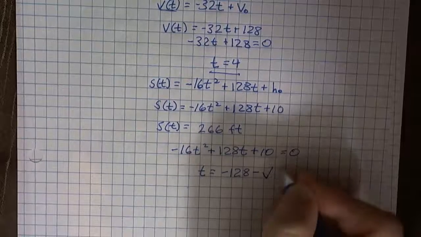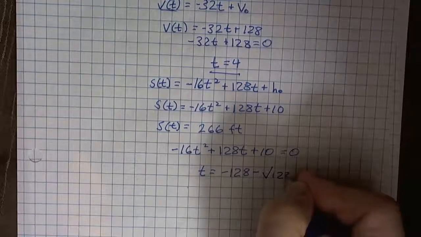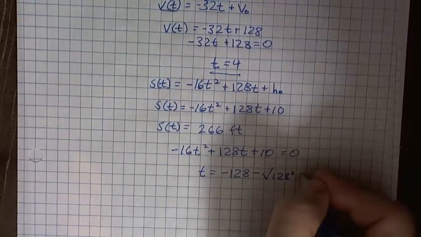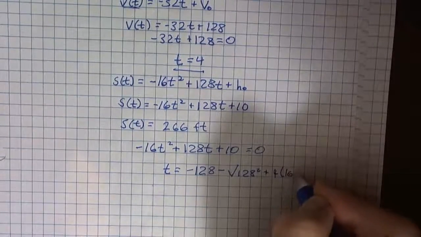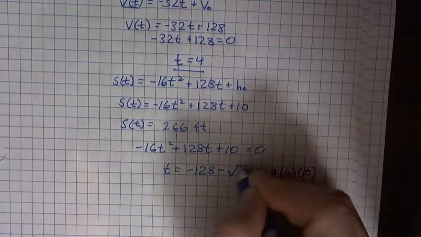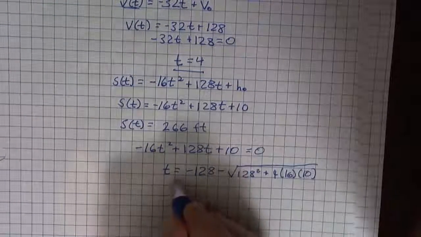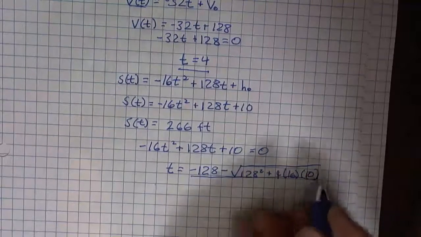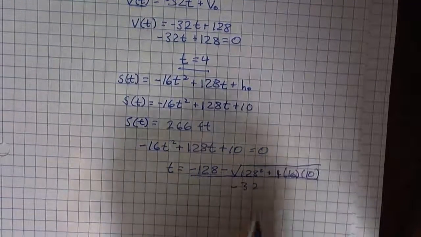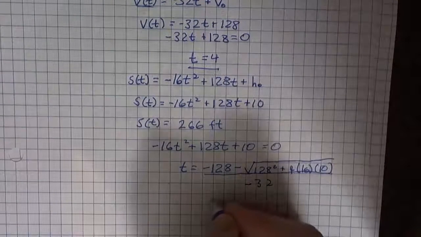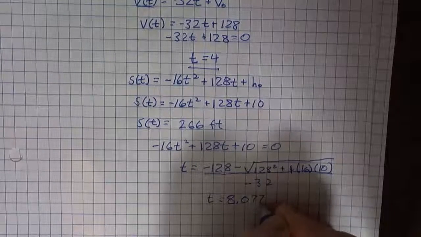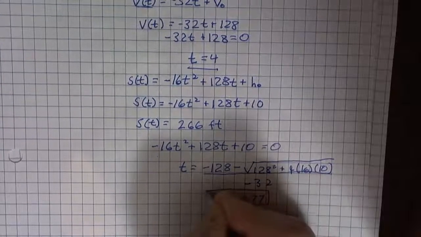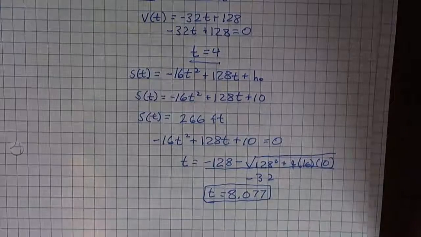I've already tried this in advance, so I wouldn't waste your time. So we have b squared minus 4ac, but that's going to be plus because we've got a minus in front of the a. Okay, so we've got 4 times 16 times 10, all over a negative 32. See, it's 2a. And when we work this out, we get t is equal to 8.077. That is how long it takes from the launch of the projectile until it hits the ground.